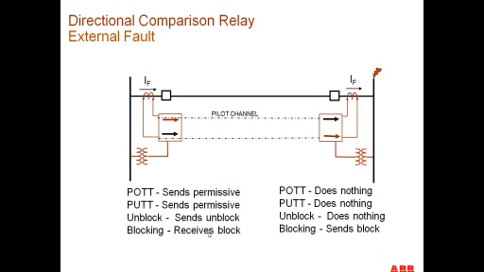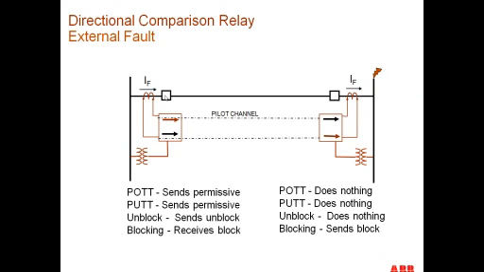There's also a blocking scheme. In the blocking scheme, we send a signal to the remote end of the line if we see an external fault. In this particular case, at this terminal we have a relay that's reaching backwards, toward the other end of the line, in the other direction. When it sees a fault within that zone in the reverse direction, it sends a blocking signal to the remote terminal, not the trip. And conversely, the remote terminal is looking back the other direction too, and if it sees a fault in the reverse direction, it sends a signal to the local end, not the trip.